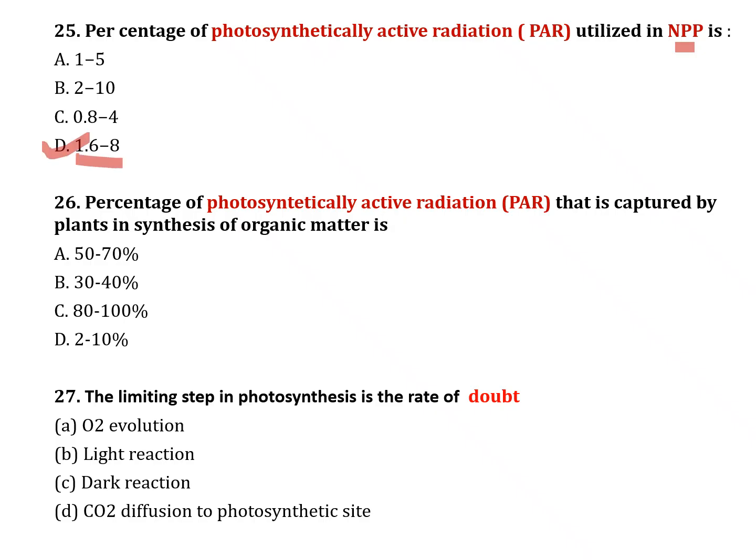The next question, number 26. Percentage of photosynthetically active radiation that is captured by plant in synthesis of organic matter is option A 50 to 70%, option B 30 to 40%, option C 80 to 100%, option D 2 to 10%. Correct answer is option D 2 to 10%. The next question, number 27. The limiting step in the photosynthesis is the rate of option A oxygen evolution, option B light reaction, option C dark reaction, option D carbon dioxide diffusion to photosynthetic site. Option D is the correct answer.